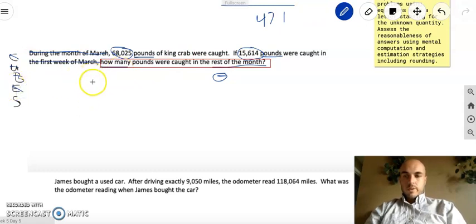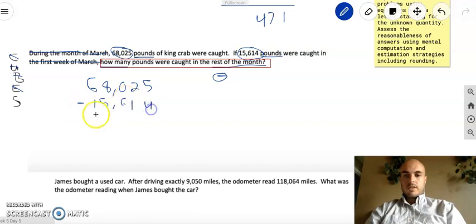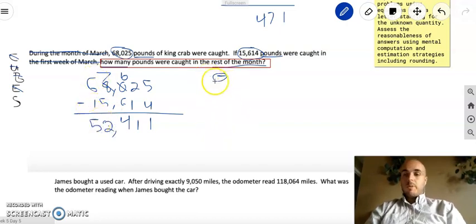Now let's solve. So I have 68,025. I'm subtracting 15,614. Okay, 5 minus 4 is 1. 2 minus 1 is 1. I can't do 0 minus 6, of course. I need to borrow. This is a 7 now. This becomes a 10. 10 minus 6 is 4. 7 minus 5 is 2. 6 minus 1 is 5. Okay, so how many pounds were caught in the rest of the month? 52,411 pounds were caught.